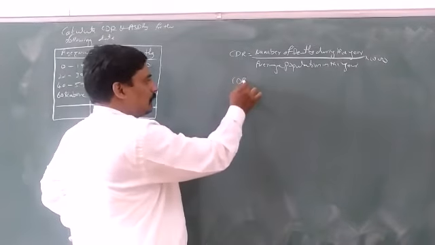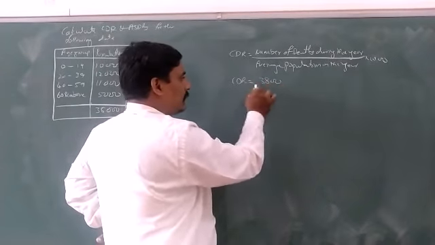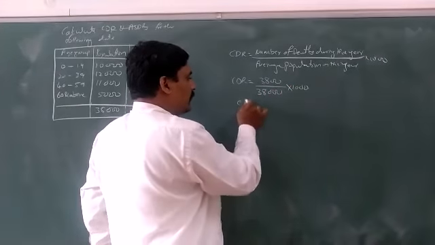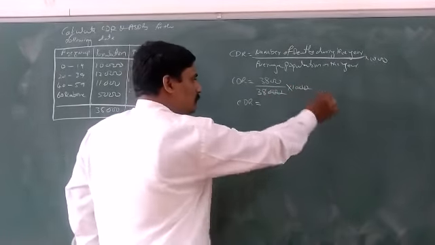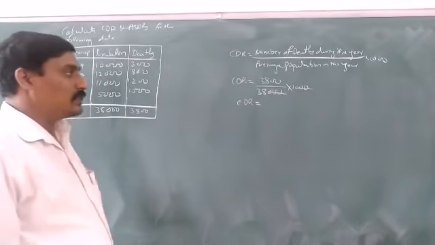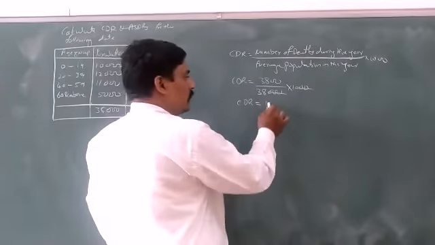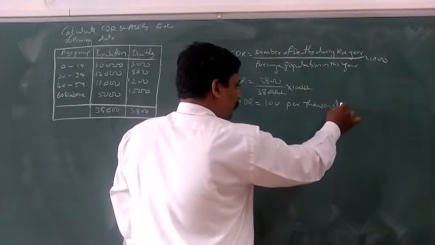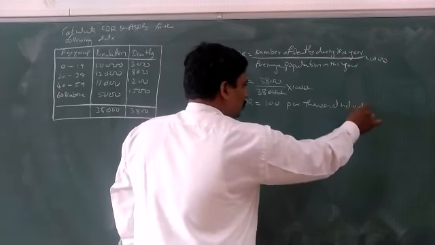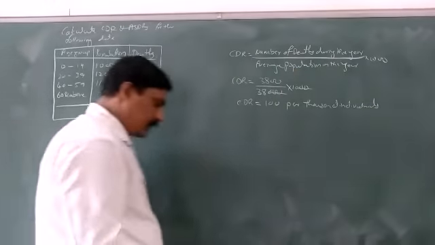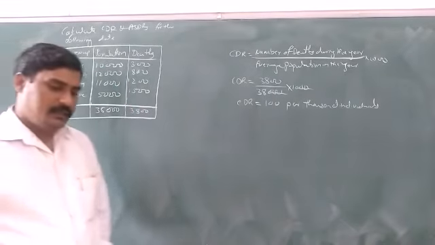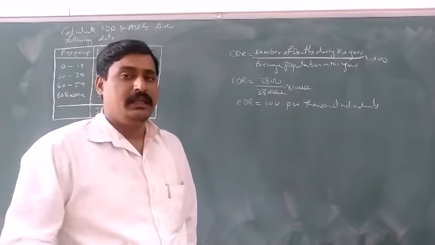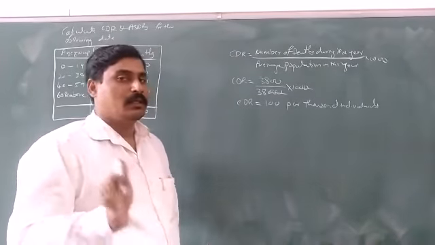So CDR is equal to 3,800 divided by 38,000 into 1,000. So we get CDR, the zeros will get cancelled. 3,800 divided by 38 is 100 per 1,000 individuals. So CDR is 100 per 1,000 individuals. That is, if the population is 1,000 for the location, 100 will die in the year. So it is per 1,000.